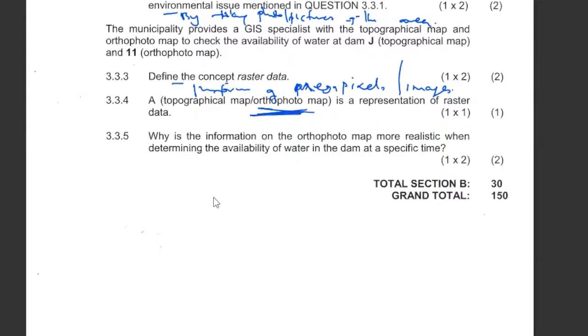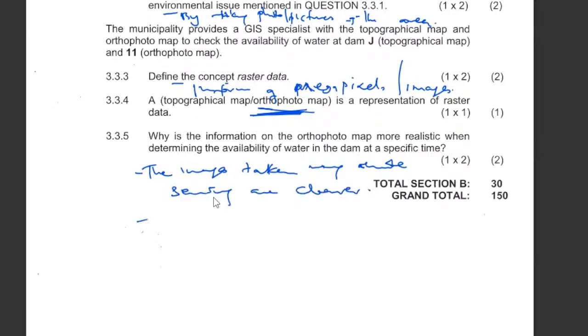And lastly, why is the information in the orthophoto map realistic when determining the availability of water in a dam at a specific time? It's realistic because the images taken using remote sensing are clearer. You can easily see. Also, the features are clearly visible. The water features are clearly visible.